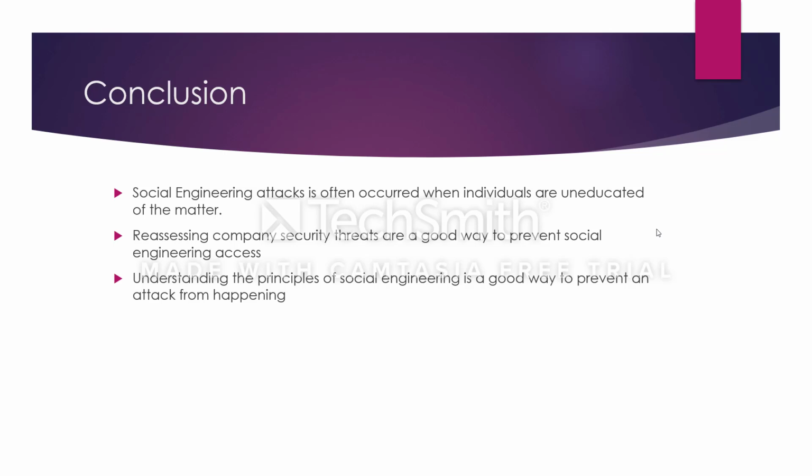Then people need to reassess company security threats, which is a good way to prevent social engineering access. We've seen from a lot of these different companies that hackers were able to go in and access this information, because of the lack of security in companies. And understanding the principles of social engineering can also be a good way to prevent attacks from happening in the future. So by knowing these six principles, it's able to help prevent social engineering attacks from occurring.